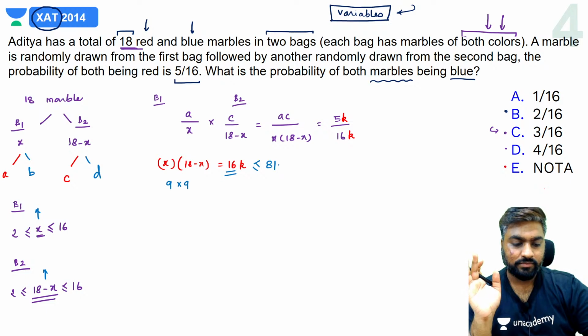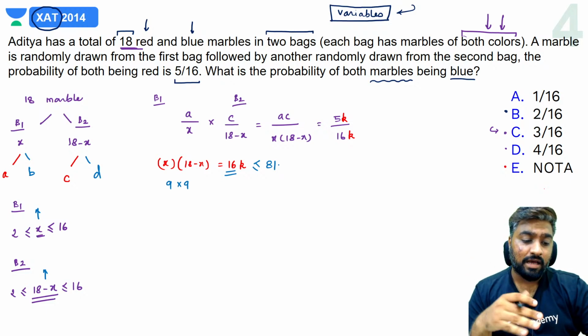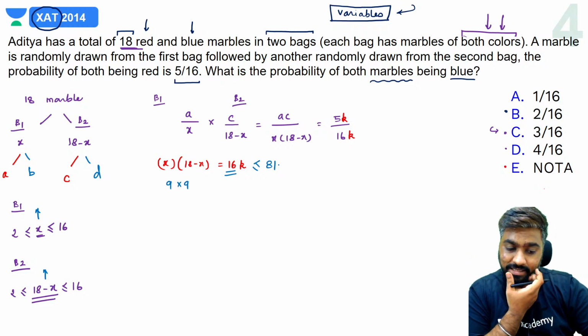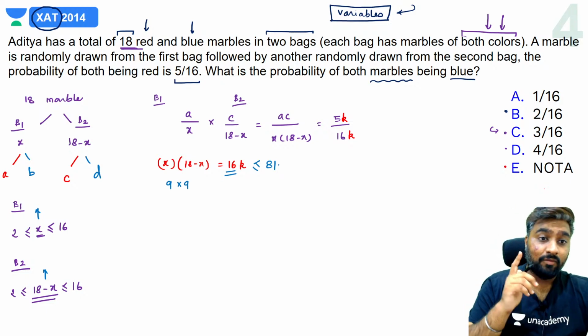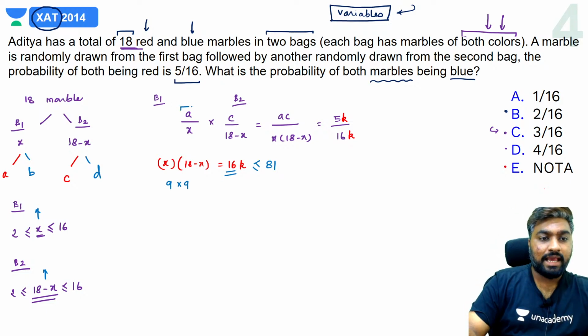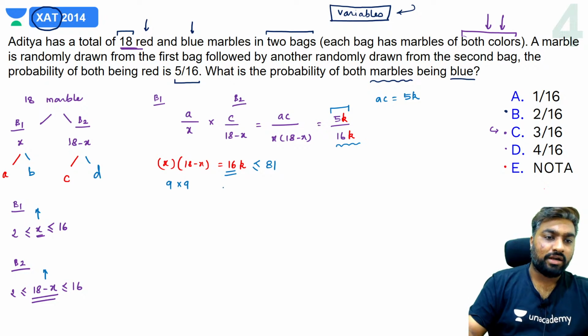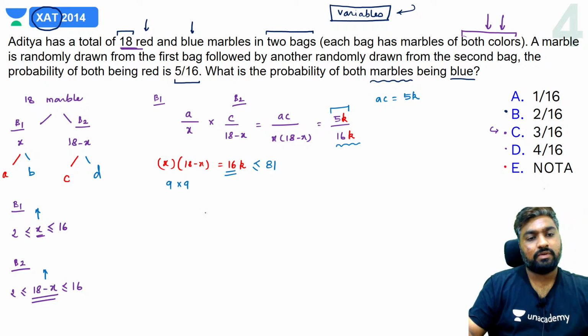Everybody agreed? चलो, if that part is done, now what can you guess? Can you start guessing now? Yes. What is told? It is told that A into C should be 5K, multiple of 5. अगर A into C must be 5K और डिनोमिनेटर में भी 16K है, तो what makes more sense? K being equal to 5.